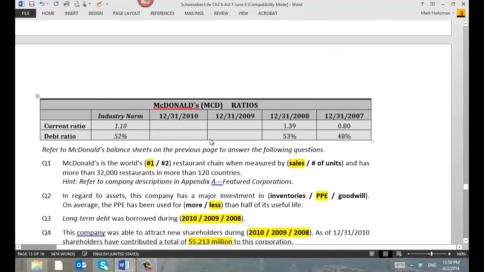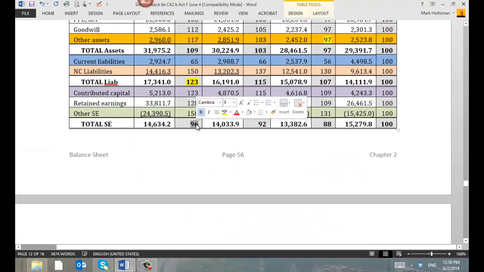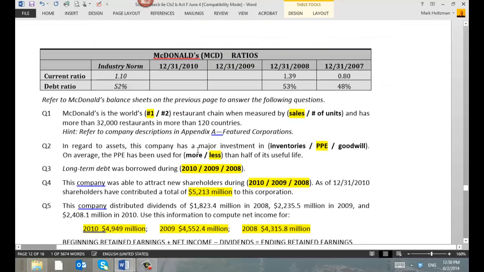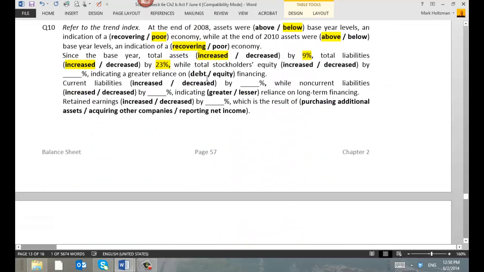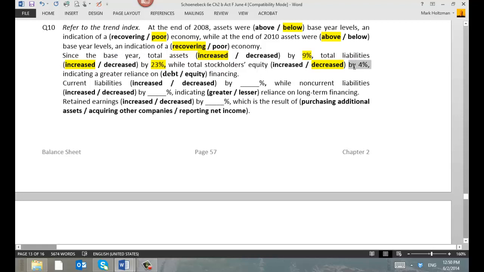How about total stockholders' equity? Total stockholders' equity had an index after 3 years of 96, meaning what happened to total stockholders' equity? It decreased. So total stockholders' equity decreased by what percentage? This is a trick. 4%, right? Because if it's 96, that means it went down by 4 from 100. Indicating a greater reliance on debt, because debt is going up and equity is going down. The company is borrowing more money.